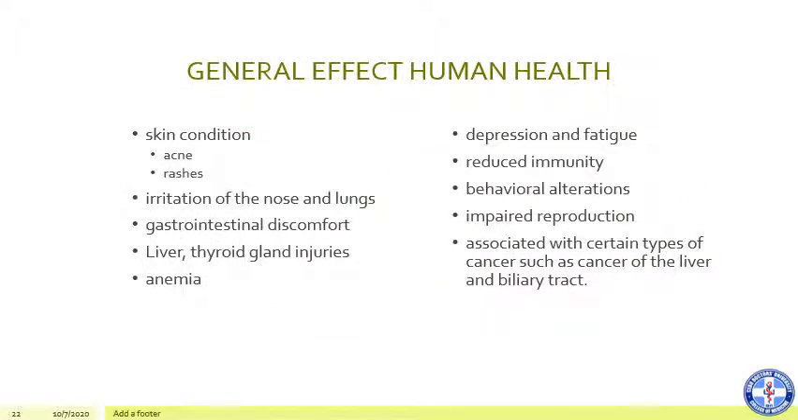The general effects of PCBs on human health: we have skin conditions like acne and rashes, irritation of the nose and the lungs, gastrointestinal discomfort like nausea and vomiting. These are all acute effects, of course. And we have liver and thyroid gland injuries, we have anemia, depression and fatigue, reduced immunity, behavioral alterations, impaired reproduction, associated with certain types of cancer such as cancer of the liver and biliary tract, and this is due to chronic exposure to the said chemical.